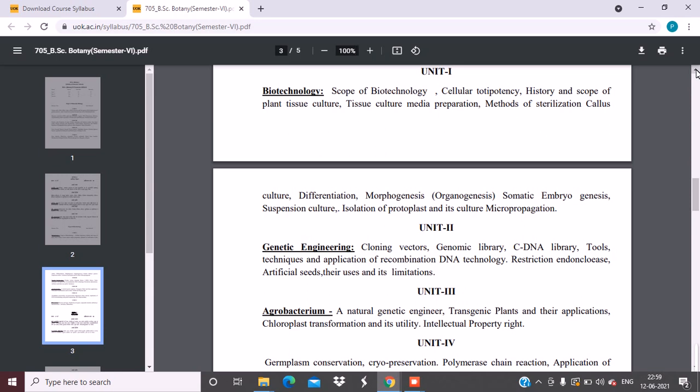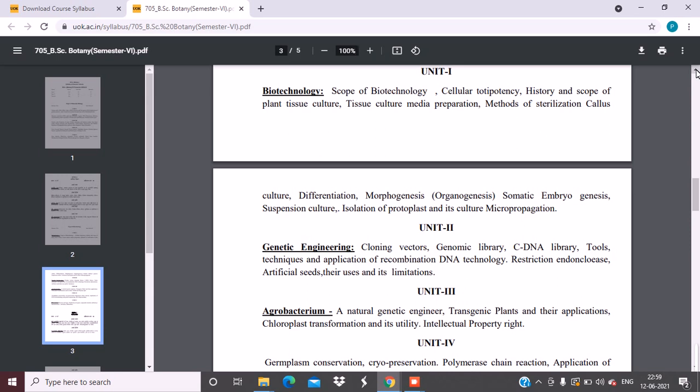All these biotechnology topics you will understand when you do practicals, because you have all these topics as practicals in your biotechnology. When you do the practicals, then you will very well understand all these topics in the theory part also.